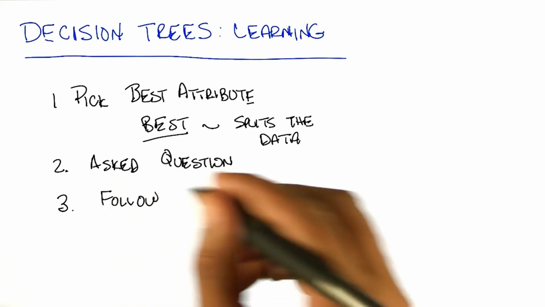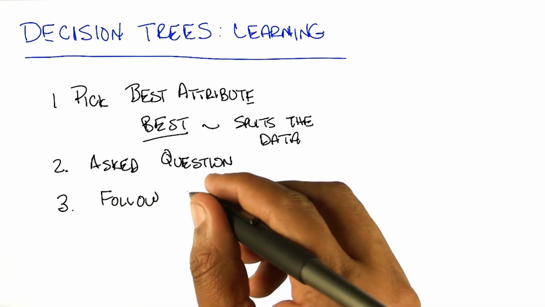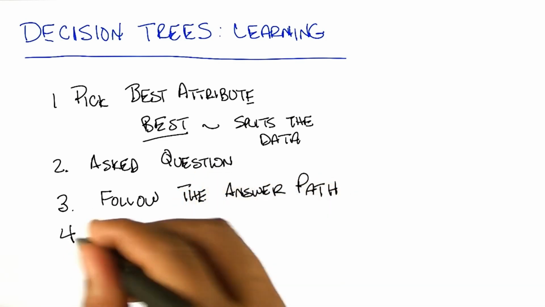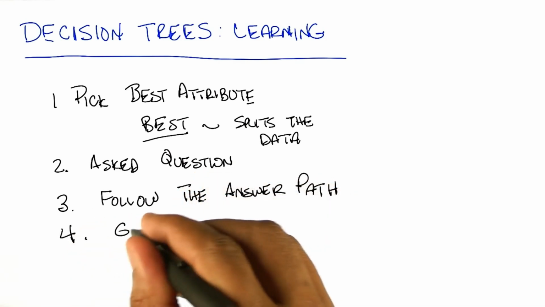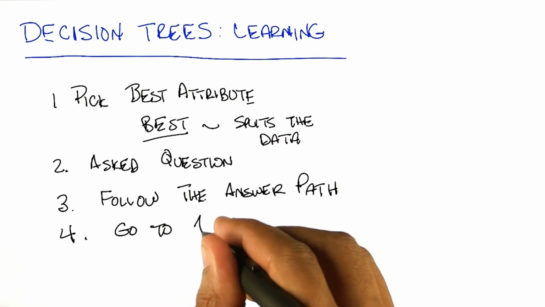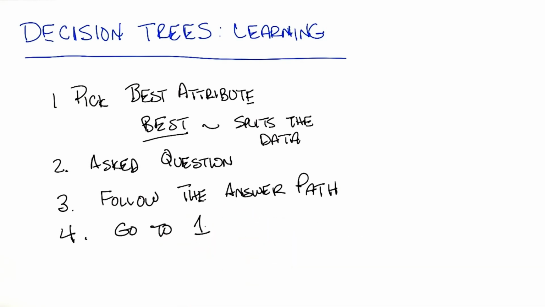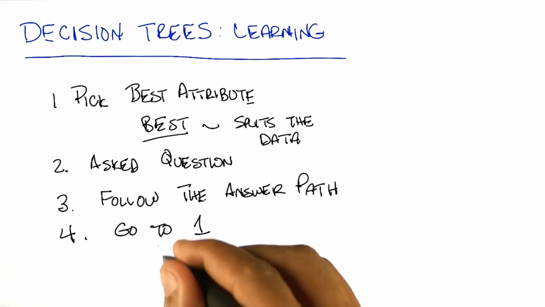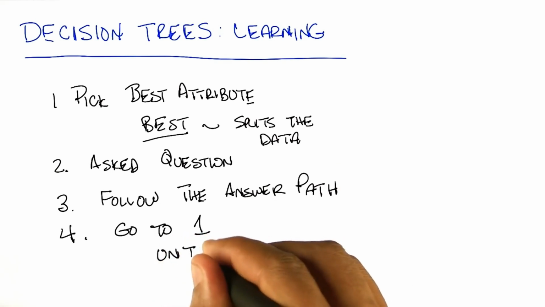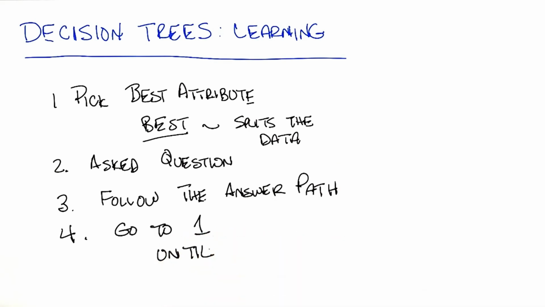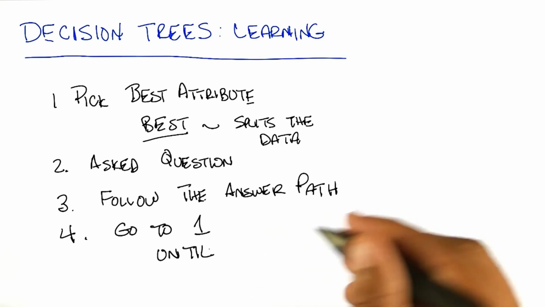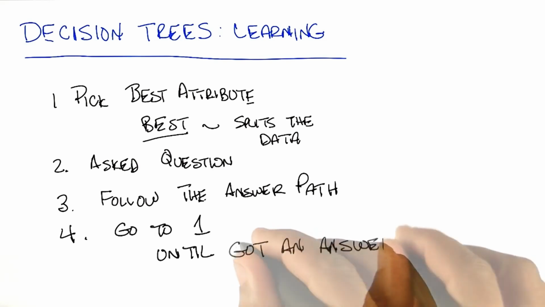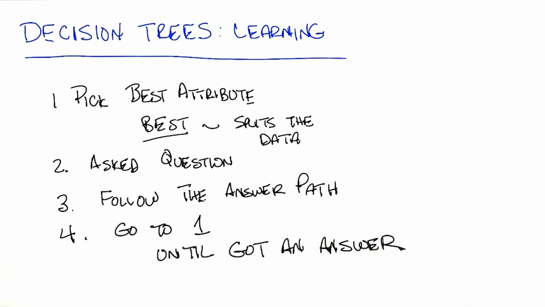So if we think about decision trees, a way of talking about that is that you follow the path of the answer. And then lather, rinse, and repeat. You went back and picked the best attribute, asked a question, followed the answer path, and so on, and you kept doing that until what? Until I narrowed the space of possibilities to, in this case, just one item. Right, so until you got to the answer, right? And that is an algorithm.